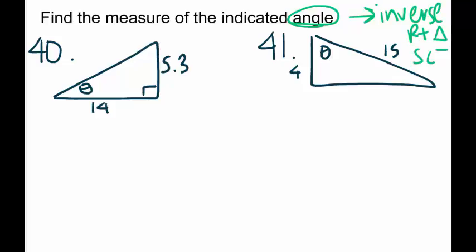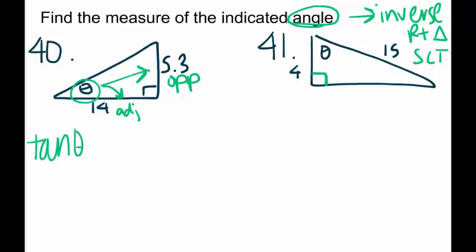It still applies. So let's see here. I forgot to put the right triangle on 41. There we go. Based off theta, I have the side straight across, the opposite side, and I have the side right next to it, the adjacent side. So I'm going to try to find tangent.